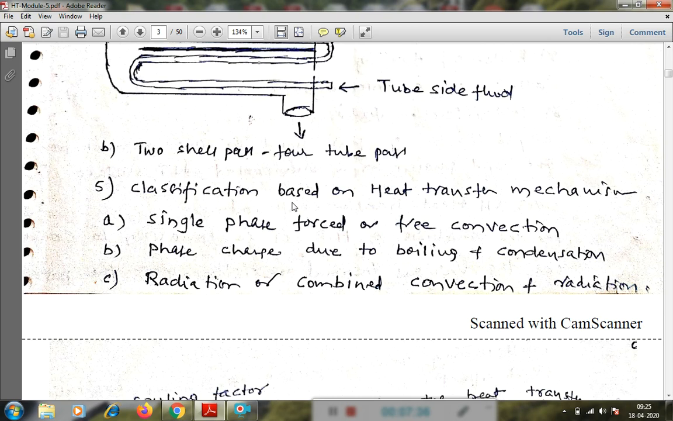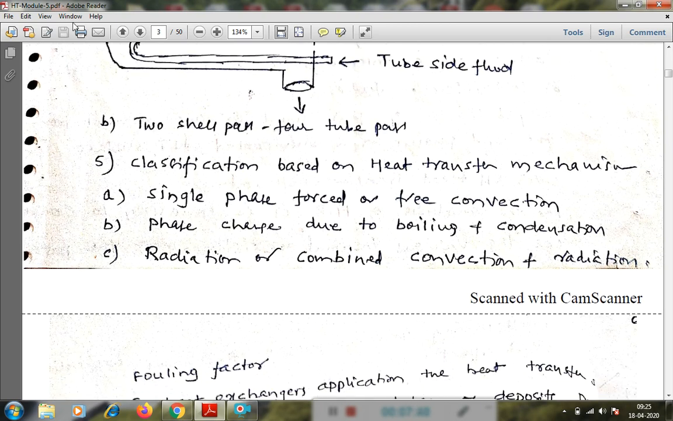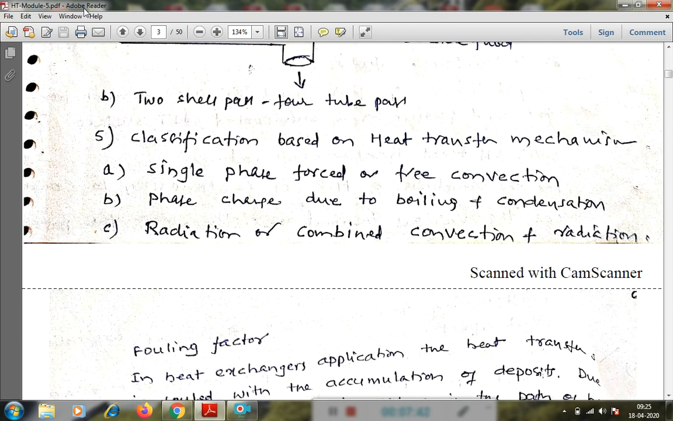Then after that, the classification based on heat transfer mechanism. That is single phase forced or free convection. Here in the single phase, the heat transfer is taking place between liquid and liquid only. That is a single phase heat exchanger.